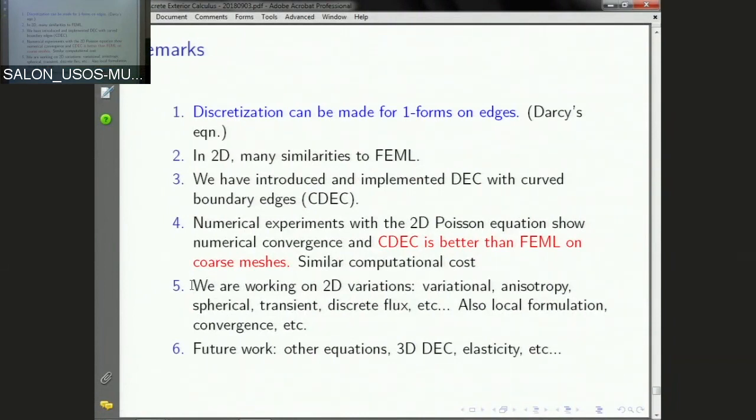In terms of future work, we want to work with other equations like Darcy's equation, and we want to go to 3D and work with elasticity and many other things.